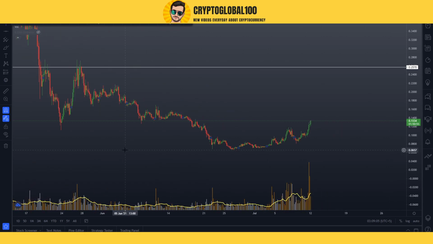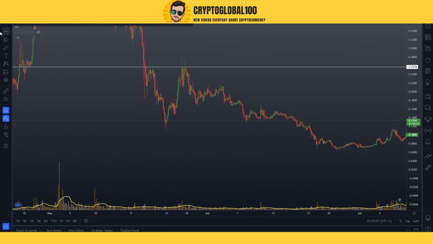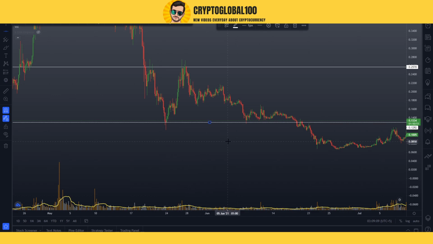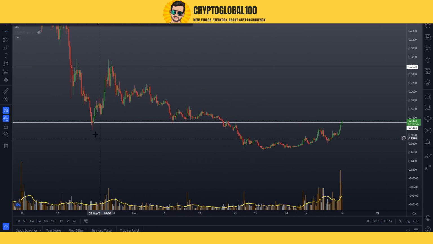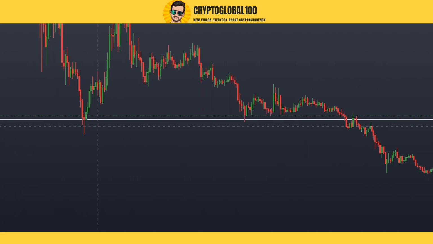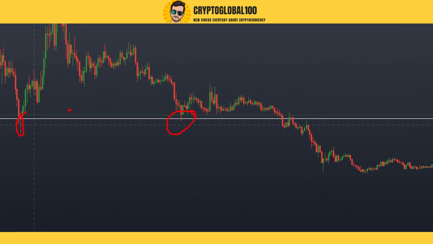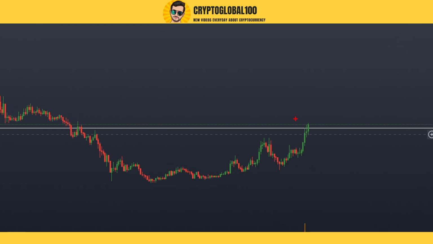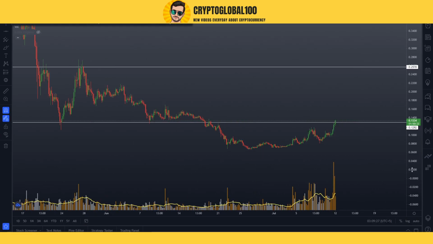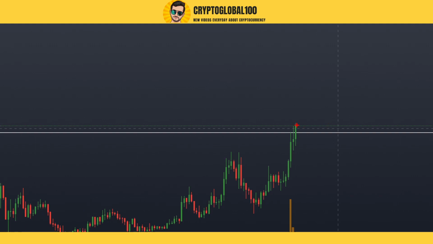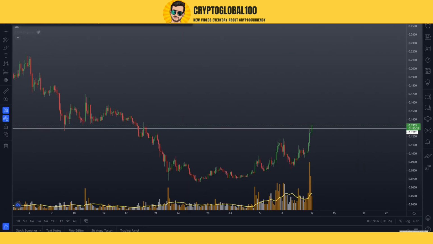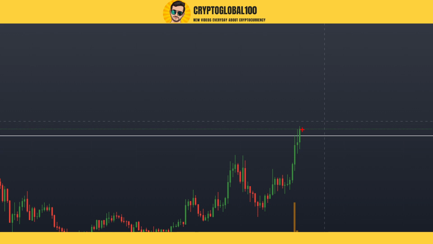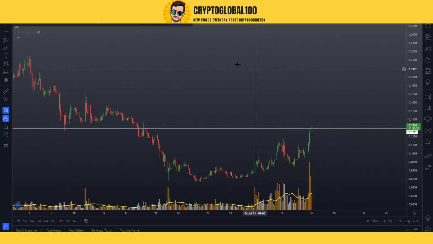Okay guys, I'm going to draw the levels first. We have this area, and you can see this is an area of support. Previously it was support here, and after that it behaved as a resistance. Now this candle, which is in the making here, has 2 hours left, and we need this candle to close above this area.